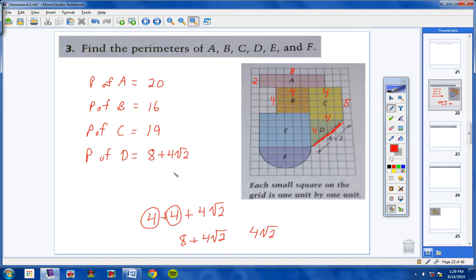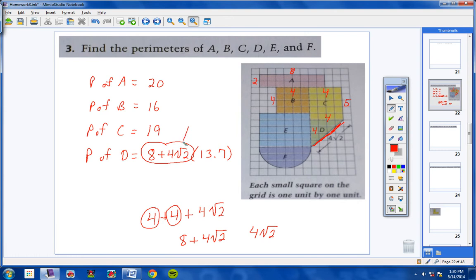Now if you're like, well, Mr. Earhart, I took my calculator and I typed into my calculator 8 plus 4 times the square root of 2. That's totally fine. And if you did that, you should have got this answer right here, 13.65685425. I'm just going to round that to 13.7. And that's acceptable unless on a test or a quiz I told you to write your answer in radical form. And then, of course, you would have to write your answer like this with a radical.